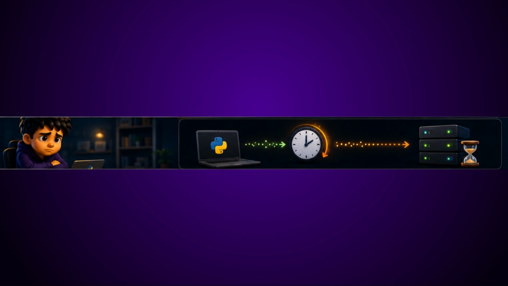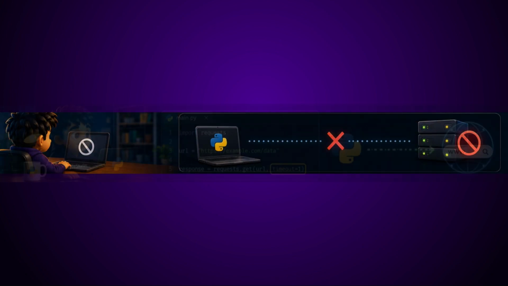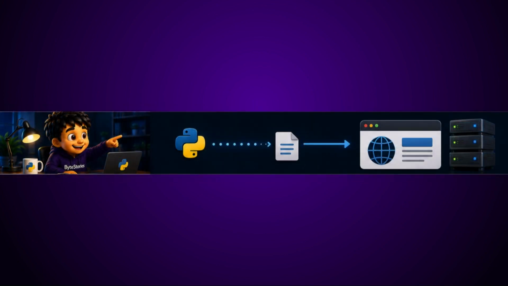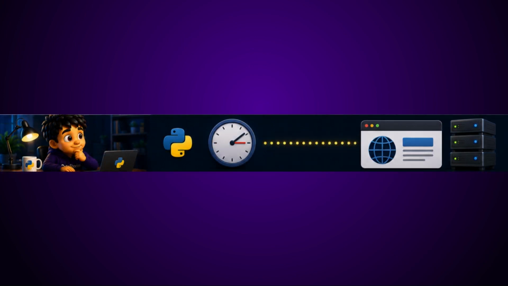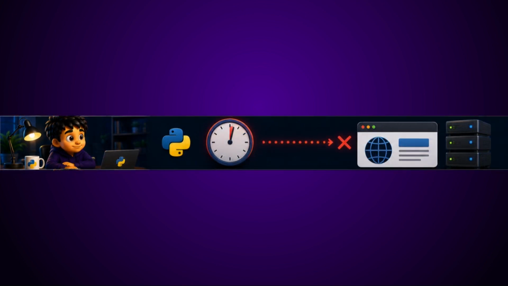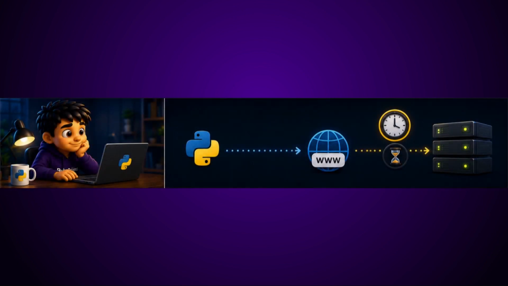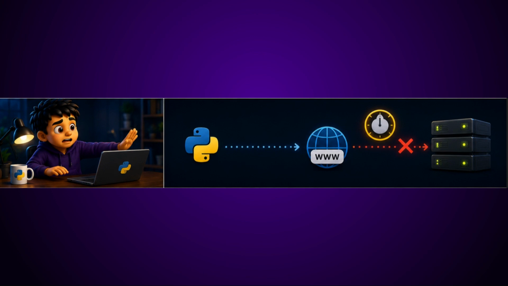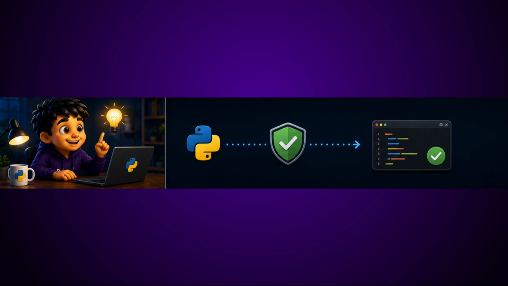Sometimes those services respond slowly. Sometimes they do not respond at all. In this example, Python sends a request to a website. The timeout value tells Python how long it should wait. Here, it waits for only 1 second. If the server takes longer than that, Python stops waiting and raises a timeout error. This prevents the program from hanging forever.